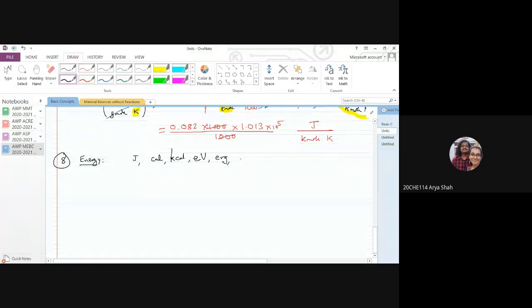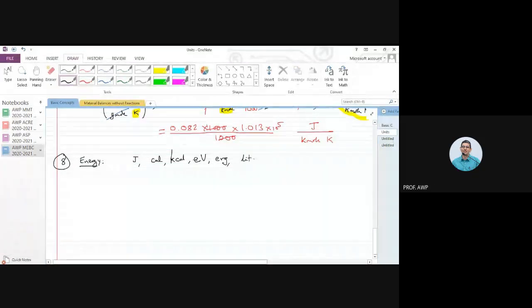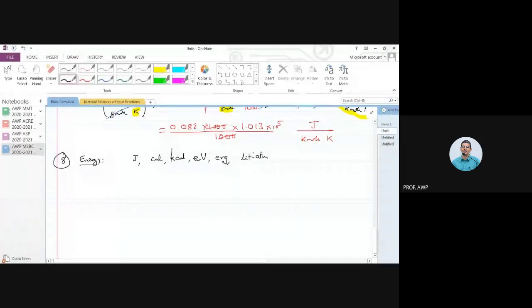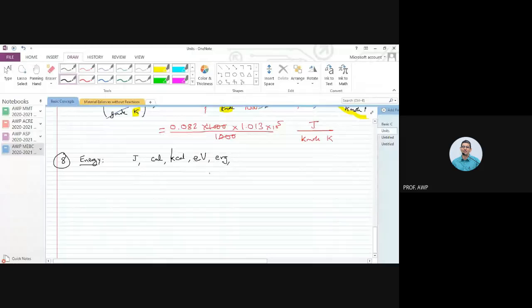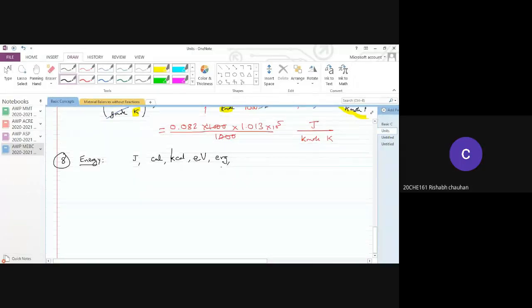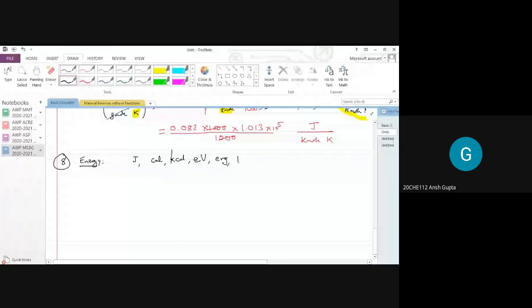Liter atmosphere. Yeah, sure. That's any volume and any pressure unit. Actually, it could be meter cube bar. It could be liter atmosphere. Any volume unit and any Newton pressure meter unit. There is another unit that you may have heard, something called as BTU.